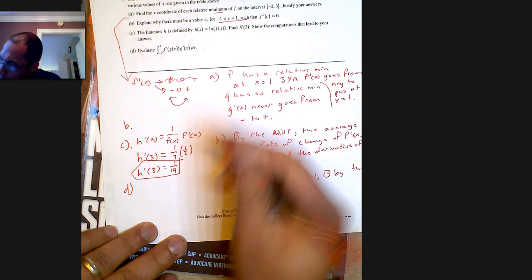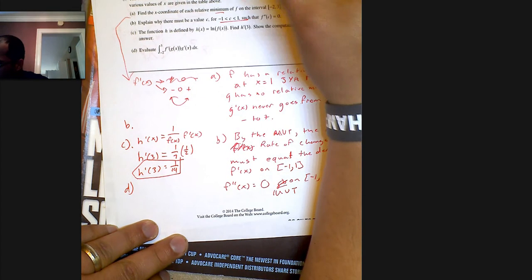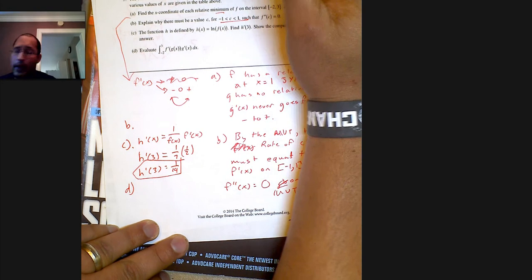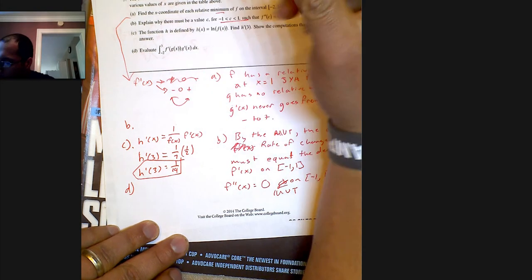That was easy. Alright, so D, evaluate the integral from negative 2 to 3. What? That's one I'd come back to, but I'm going to plow through it. You know, I'm your Huckleberry.